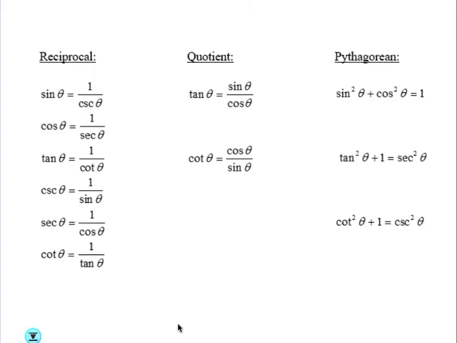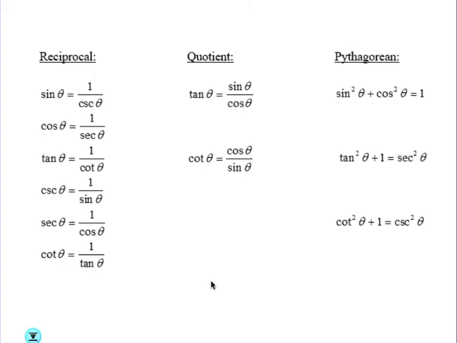You have also seen the quotient identities before. You know that tangent of theta equals sine of theta over cosine of theta. And since tangent and cotangent are reciprocals, that means that cotangent of theta equals cosine of theta over sine of theta.